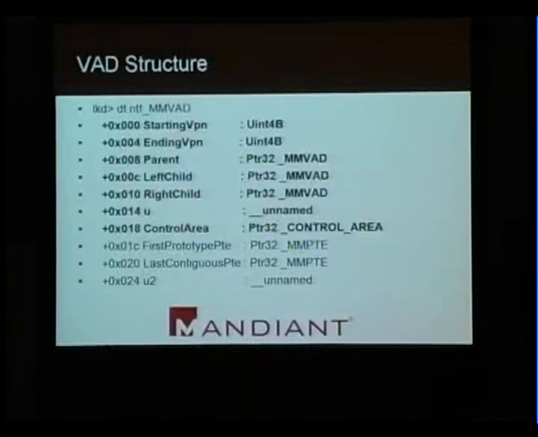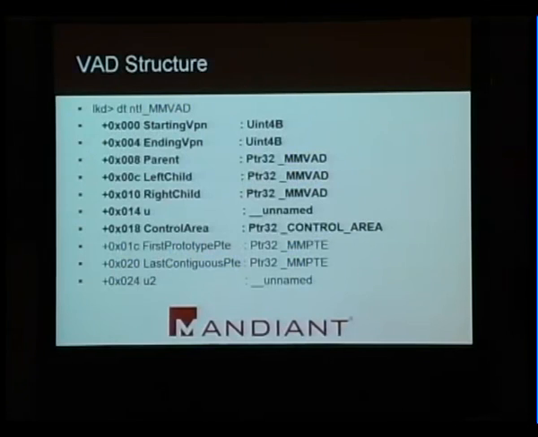All right, so the VAD structure looks like this. And then the ones in bold are the ones I'm going to talk about. The starting VPN is the starting virtual address of that memory section. The ending VPN is not the ending virtual address. It is the size of the memory section. Parent is the parent pointer in the tree. Left and right are their children.